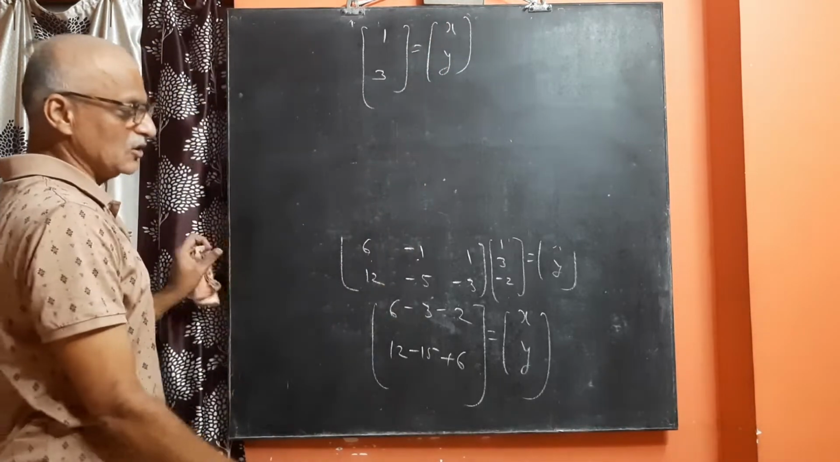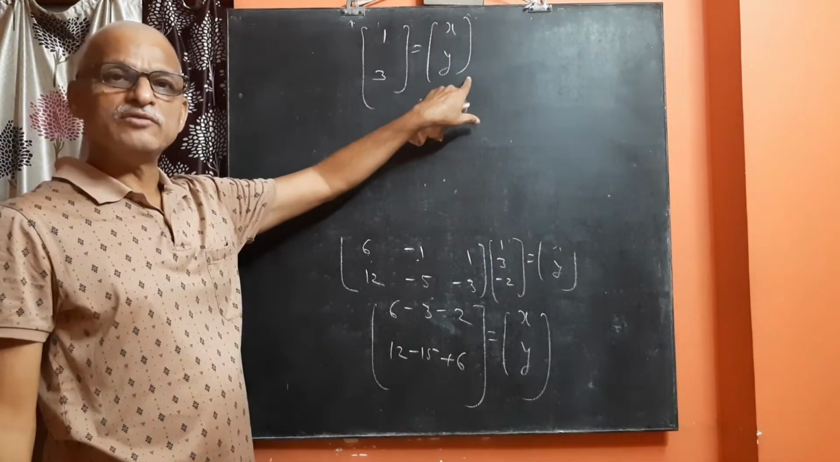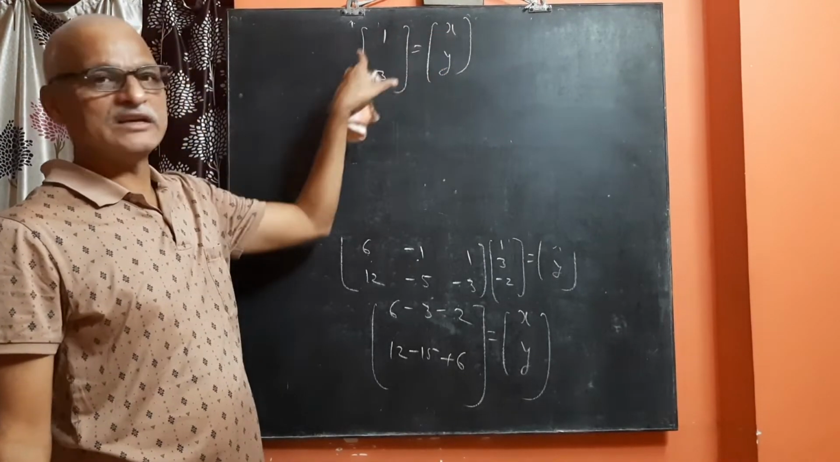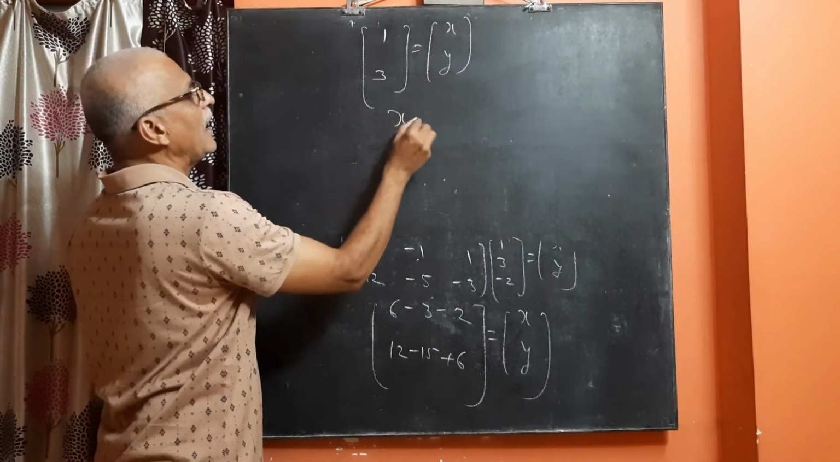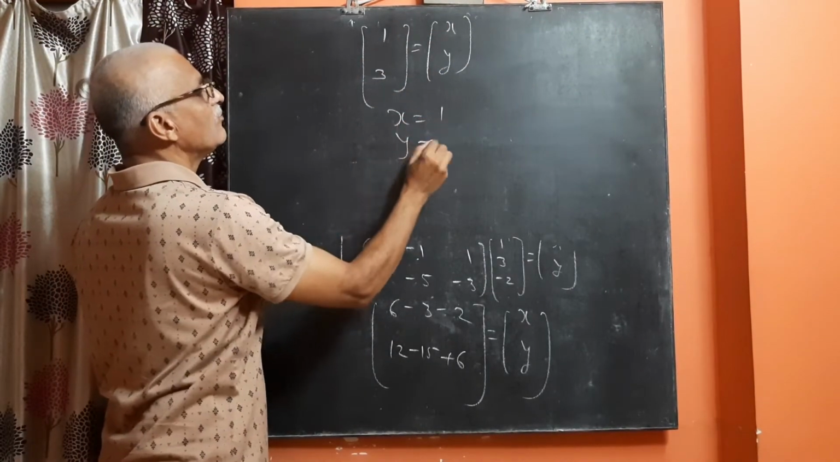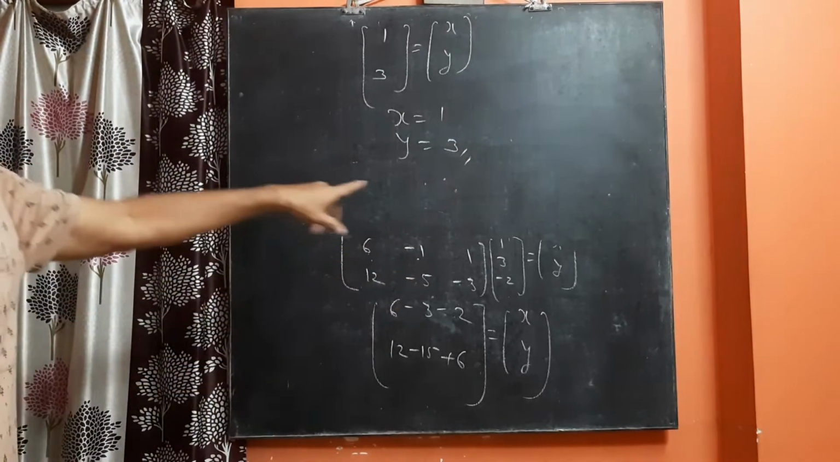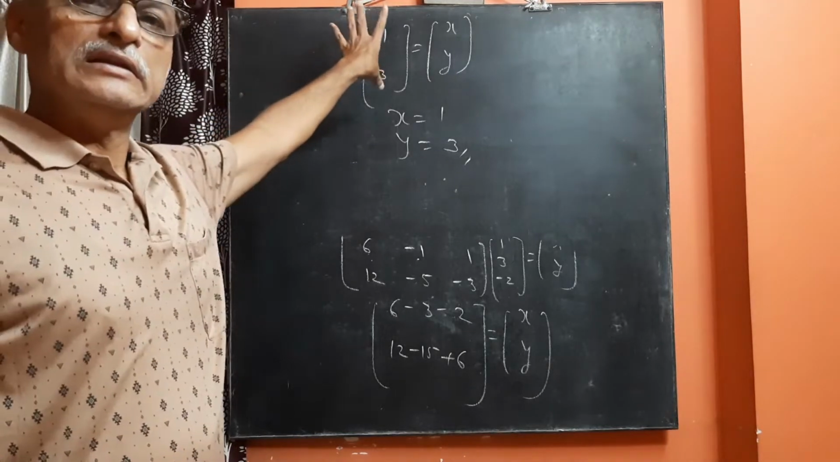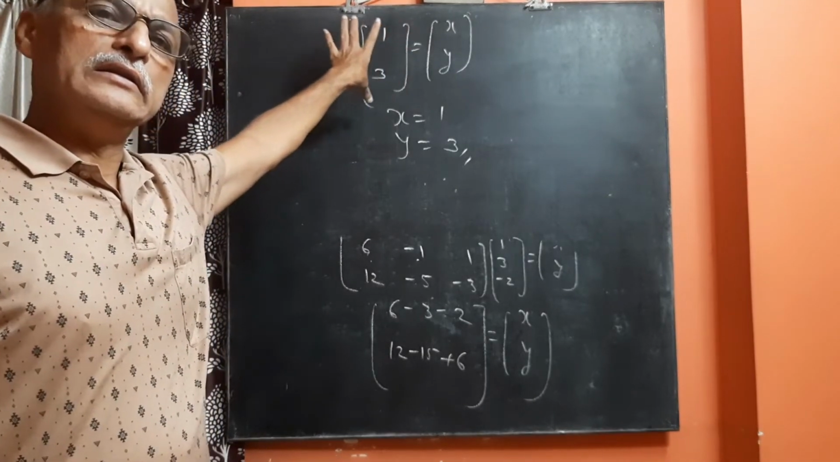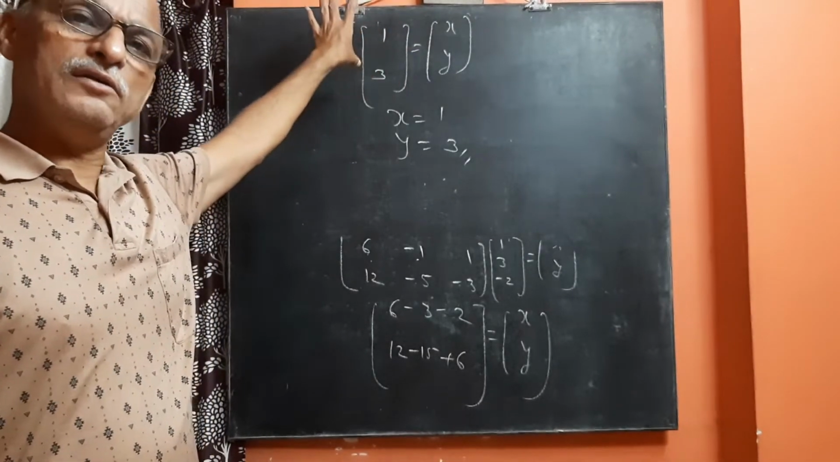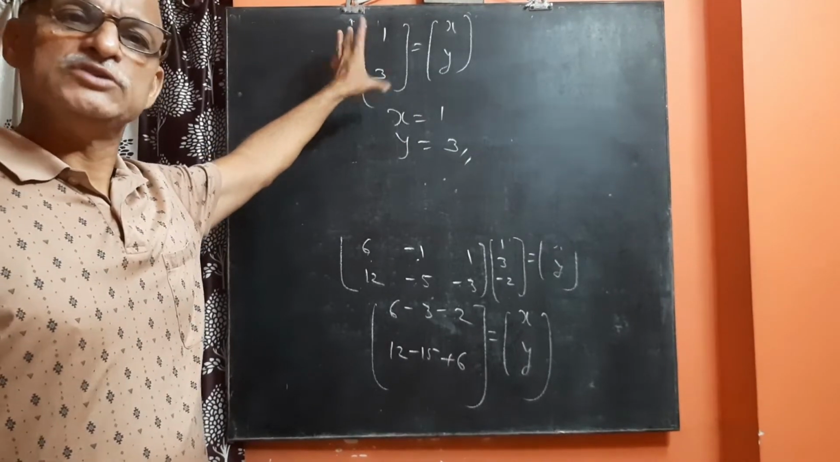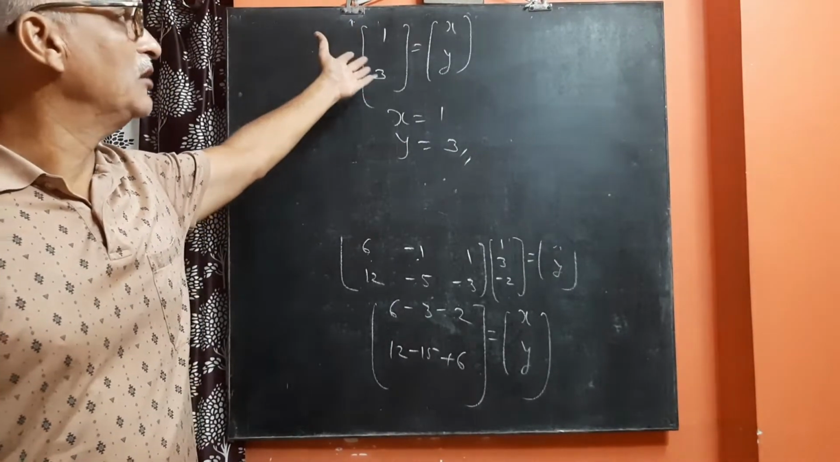So again these two matrices are equal, which means their corresponding elements are the same. So the value of x equals 1 and y equals 3. So we have got x is 1 and y is 3. That is the solution of the given problem. So in this way you can solve a number of problems.